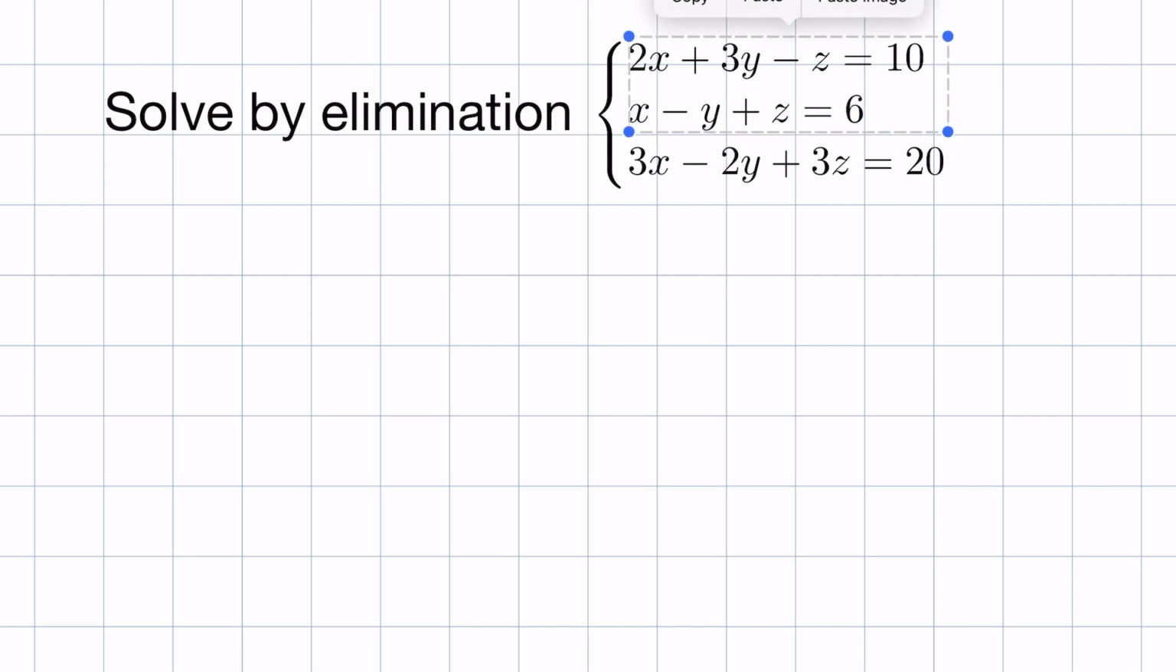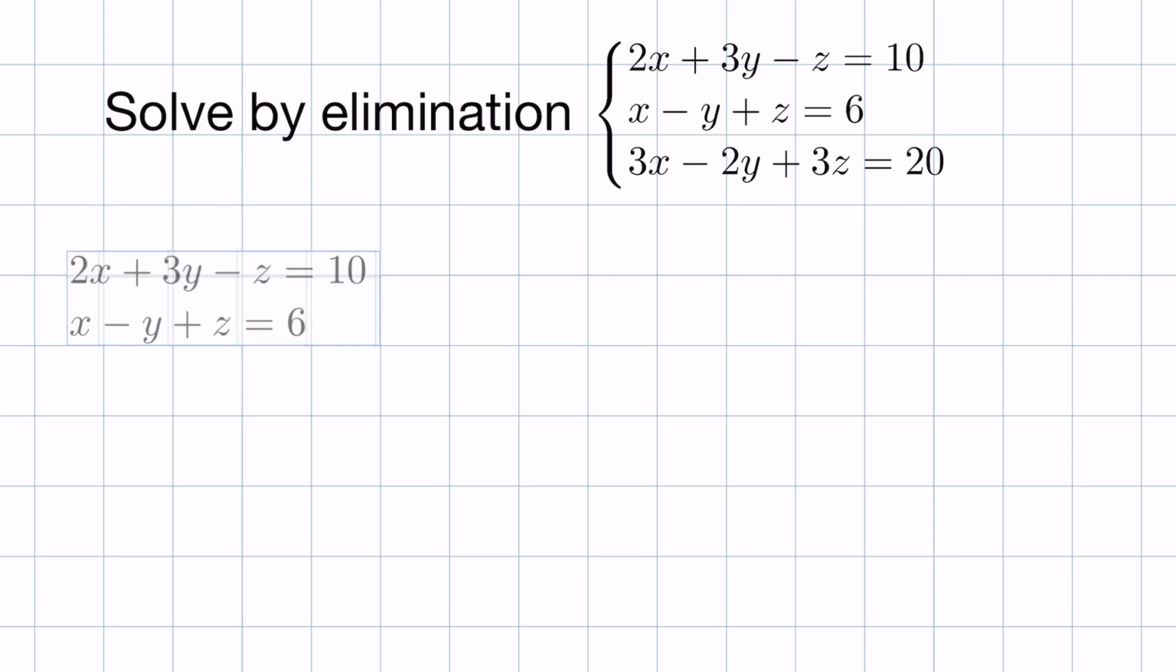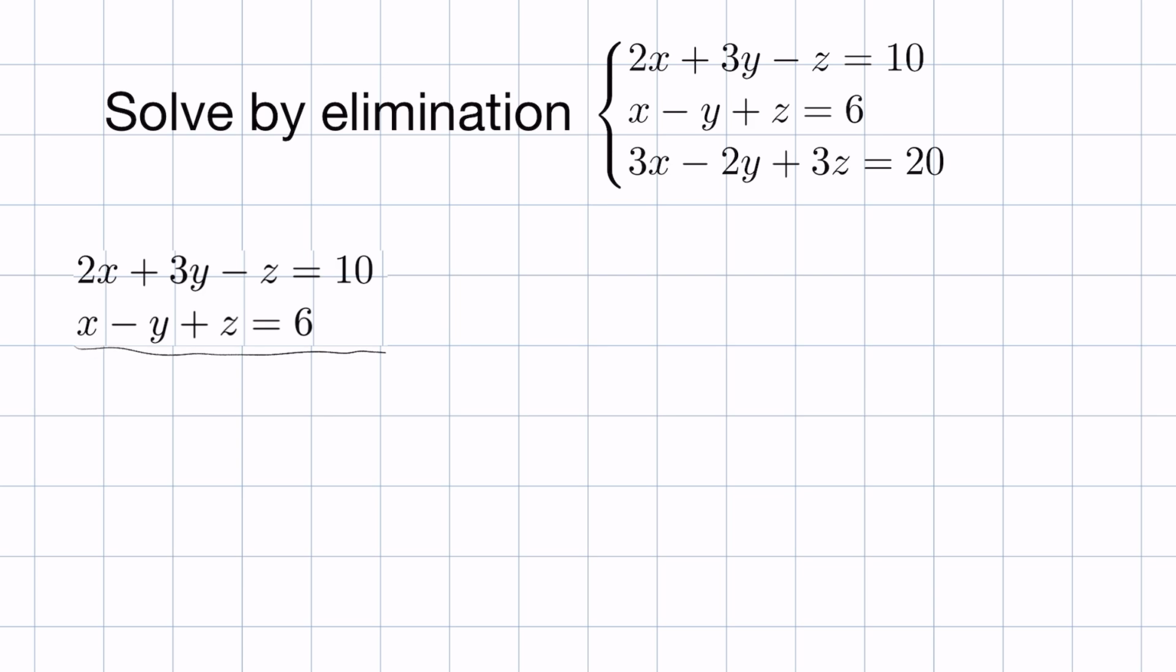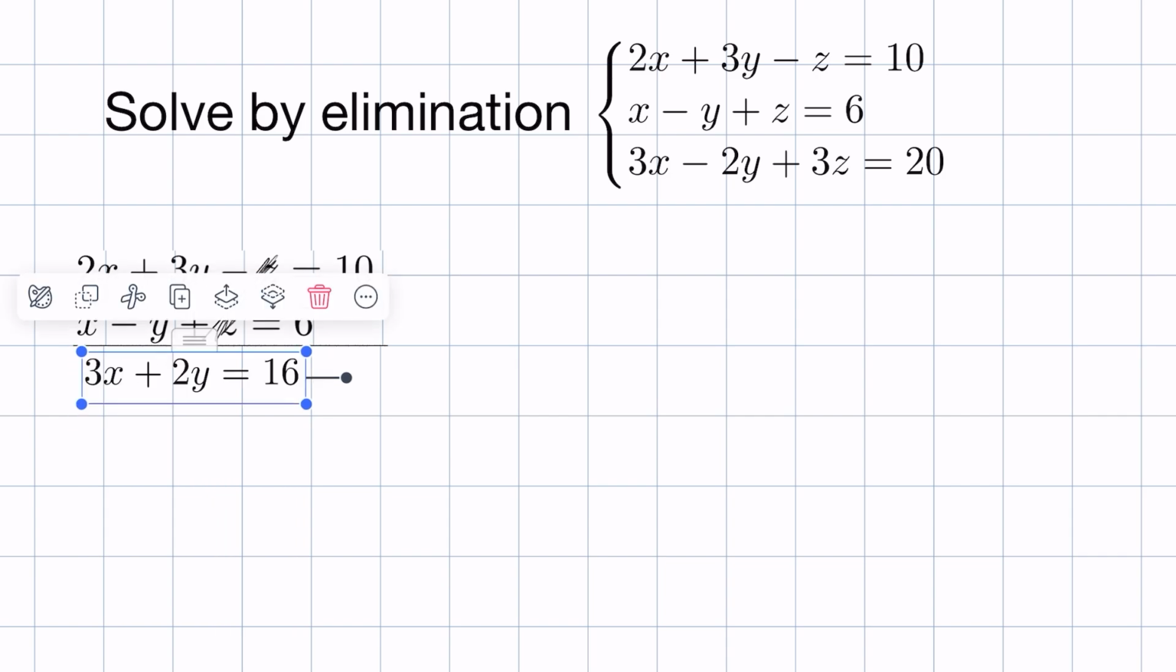I'm going to go ahead and copy these. Okay. And then we're just going to combine by adding those two equations together. 2x plus x is 3x. 3y minus y is positive 2y. The z's cancel out, and 10 plus 6 is 16. So that's our first equation in two variables. Soon we're going to bring that over and put it into a system of equations.